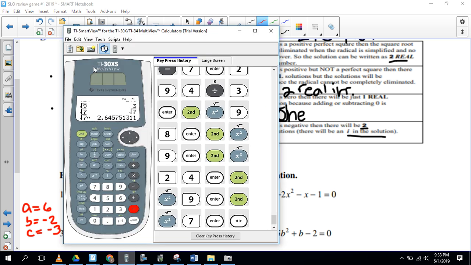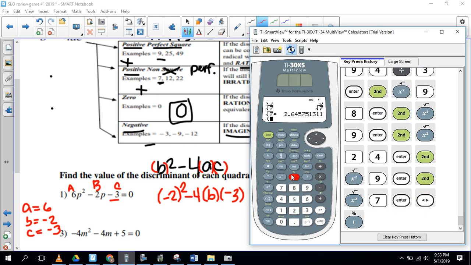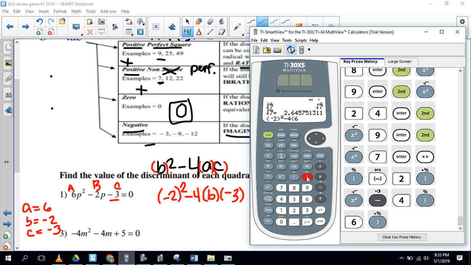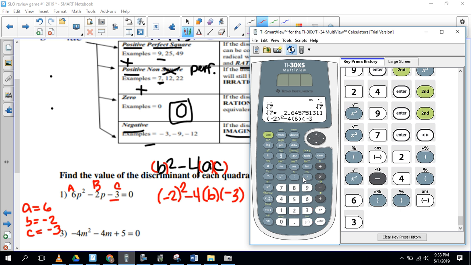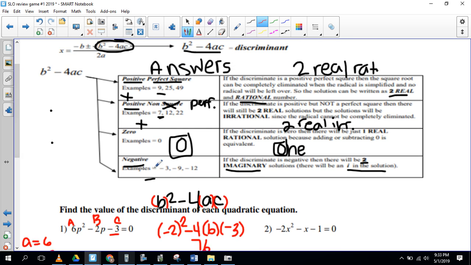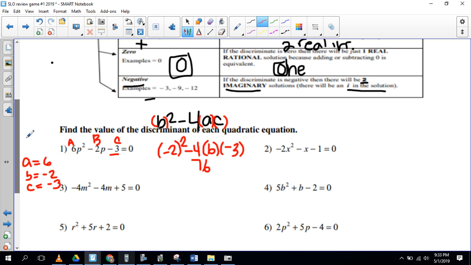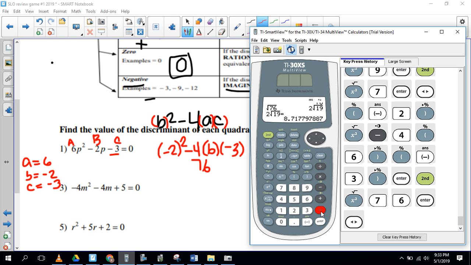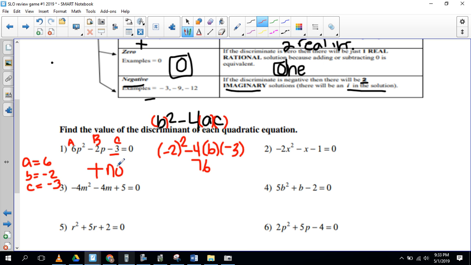And so if I get my calculator, I'm going to plug in parentheses negative 2 squared minus 4 parentheses 6 parentheses negative 3. And I get 76. So if I look here, I know it's not a negative answer. I know it's not 0. So it's going to be a positive answer, but I need to figure out, is it a positive perfect or a positive non-perfect? So I take the square root of 76, and you see it gave me a radical, or if I toggle it, it gave me a decimal. So it's not perfect. So I can say it's positive and it's not perfect.